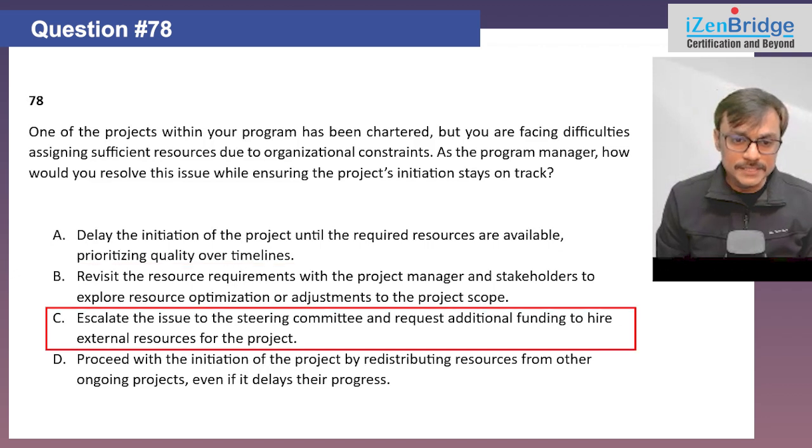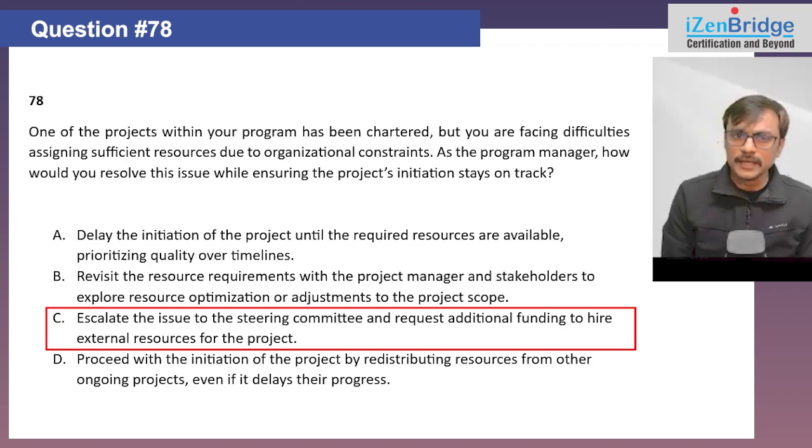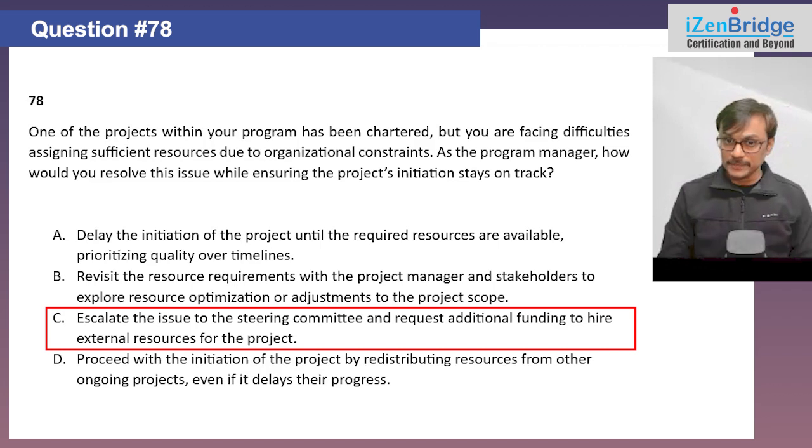Let's see. Option C, escalate the issue to the steering committee and request additional funding to hire external resources for the project. Escalation to a steering committee can be a possibility if it is a part of my governance process. It's a possibility. But the second part of the question is very unlikely. I can't conclude at this stage that I need more money for external resources. Maybe we need to figure it out. My goal as a program manager is optimization of resources inside my program. So I need to figure it out first before I can just conclude I need people from outside. Yeah, so that way it's a little negative.